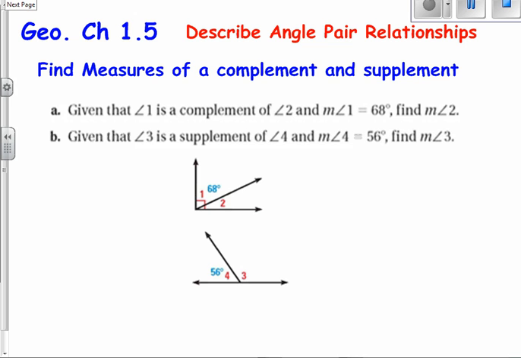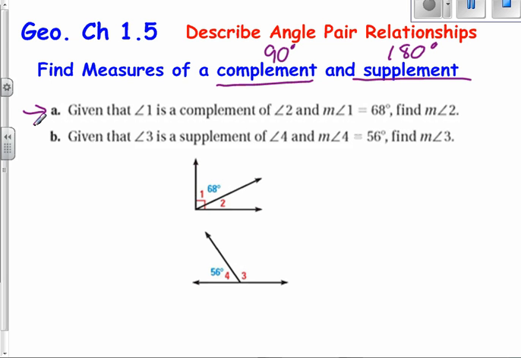Find measures of a complement and supplement. All right, find measures of a complement. That means I'm looking at two or more angles that equal 90 degrees. Find measures of a supplement. I know that's two or more angles where the sum is equal to 180 degrees. So let's look at A right here.